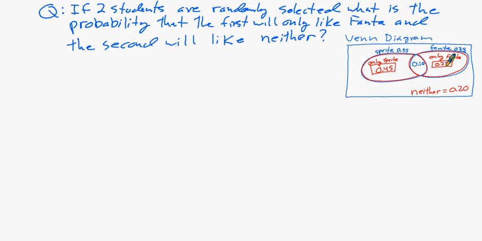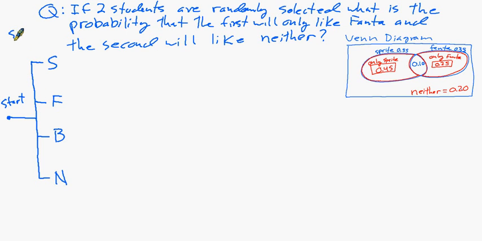There's only Sprite, only Fanta, both, neither. Right? So what we need to do is write them all out. And so it's not going to branch in quite as familiar a way, but it's still a tree diagram. Here's the beginning of it. We have our start. Right?